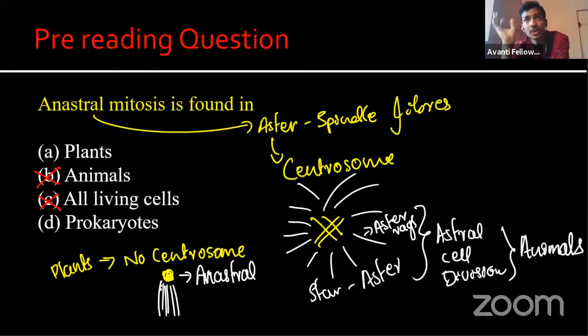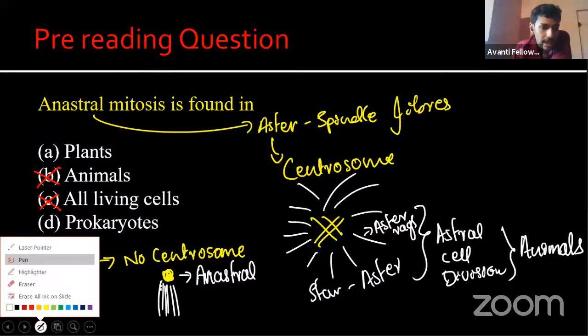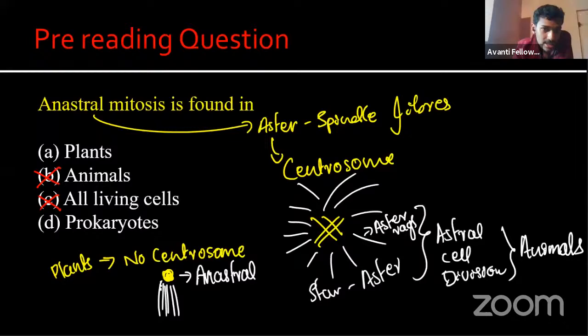Okay, they don't even have the spindle fibers. So there is no wording like astral or anastral. That's what makes us different. And another thing, mitosis is a step you can only find in the eukaryotes, not in the prokaryotes. That's what we studied in today's class.